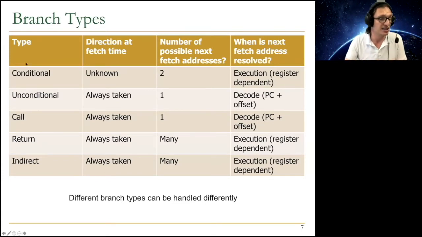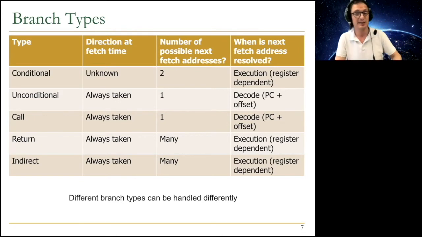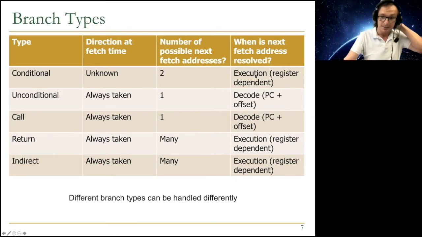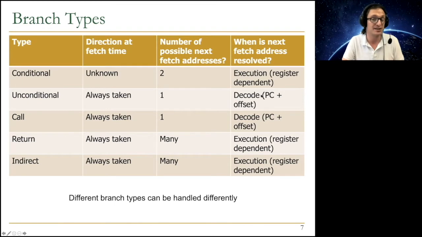A branch equal is a conditional branch. Direction at fetch time is unknown. And that's a problem, basically. You don't know whether you should be going to the taken path or the not taken path. And there are two possible next fetch addresses. And the next fetch address is resolved at the execution stage. So this is register dependent usually, right? Depending on the addressing mode, of course, but the tough ones are register dependent. And these are the ones that we're going to deal with a lot in this lecture.